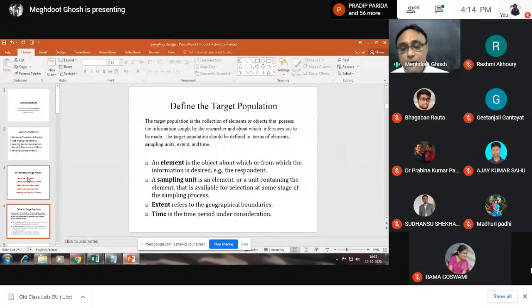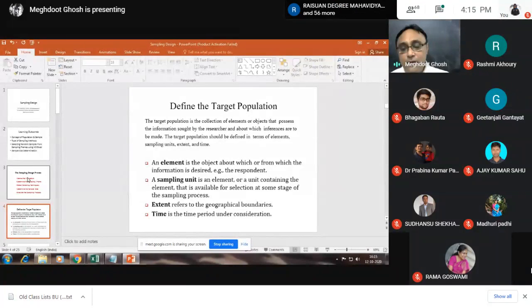What is the extent? It is the geographical boundaries. If we are doing research in the Indian context, the result will be different. If we are doing research in the Japanese context, the result will be different. And if we are doing research in the US or UK context, definitely the result will be completely different, right? Because the respondents are different, the sample is different, and geographical boundaries are different. So there are several factors which actually affect the output.